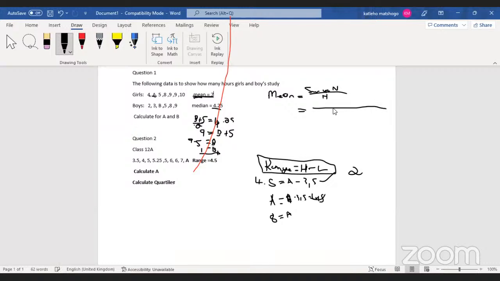Let's calculate it. So the sum of ours is 4 plus A plus 5 plus 8 plus 9 plus 9 plus 10. You understand? So how many are they? There are 1, 2, 3, 4, 5, 6, 7. Yes, 7. So don't forget this thing here. We were given that it equals 7. From where? From here. Do you get where it comes from?